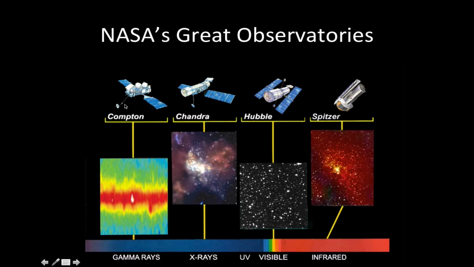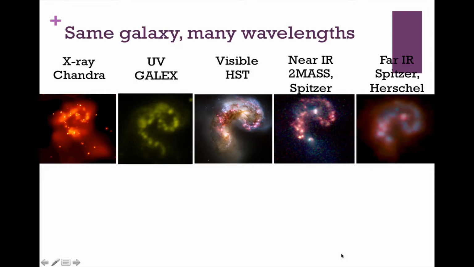Compton is no longer with us. It observed in gamma rays. Chandra is still flying. It observes in X-rays. Hubble is still with us, of course, and it observes in the visible. And Spitzer observes in the infrared.